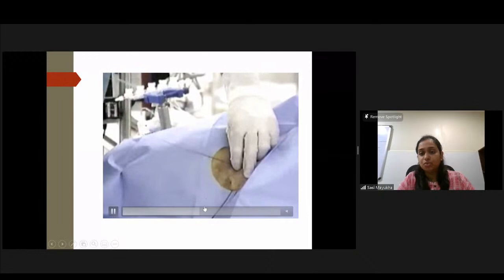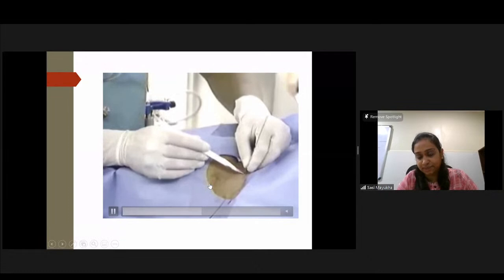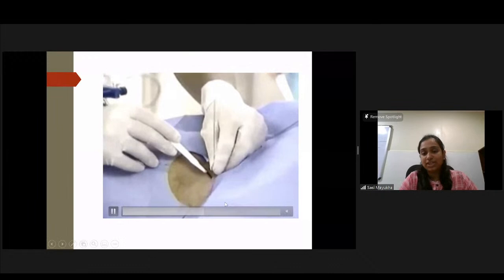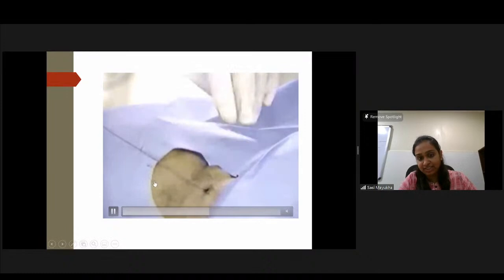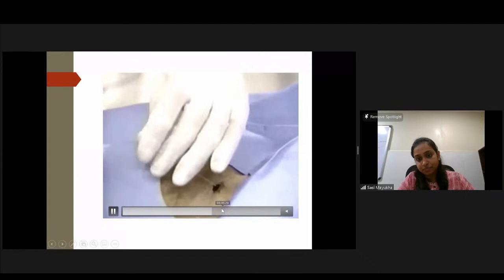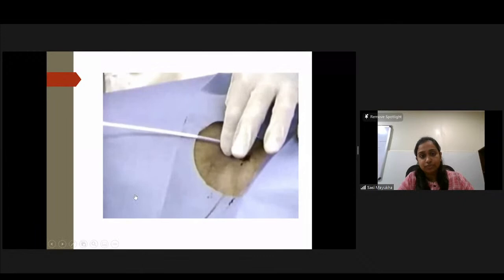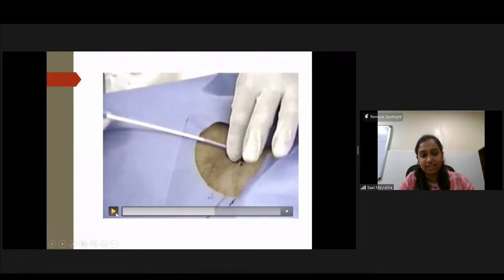Once the needle is removed, they're making an incision at the place. Once the incision has been made, then you dilate over the guide wire. So he is inserting the dilator. You have to make sure always that the guide wire is pulled out and held with one hand when you insert it.